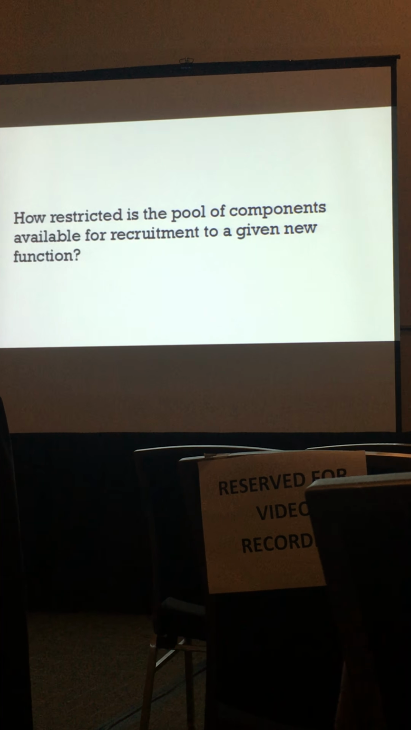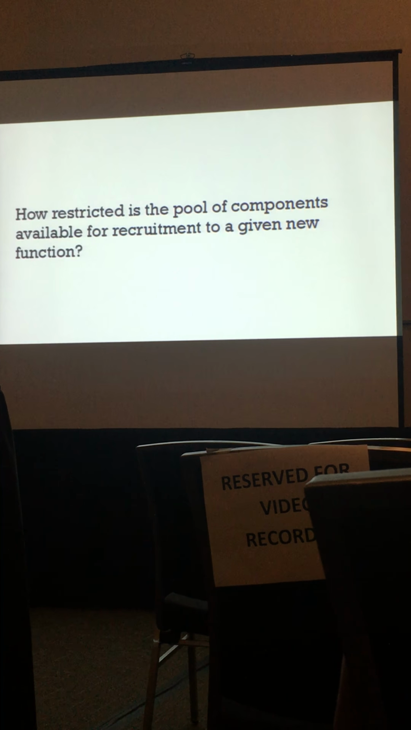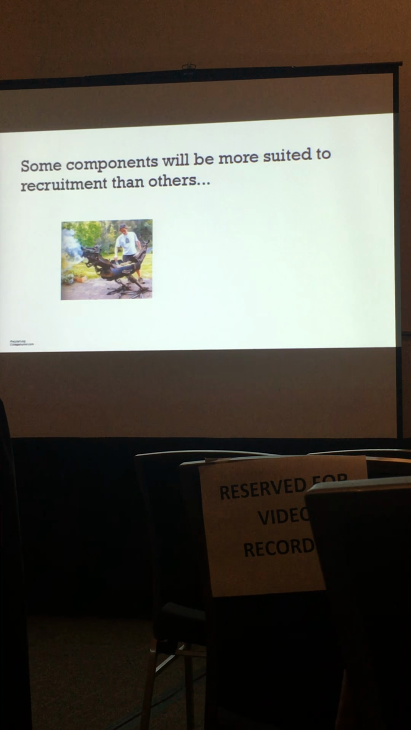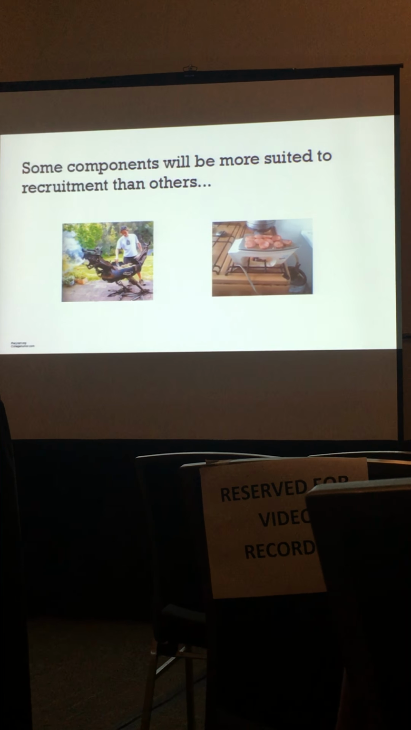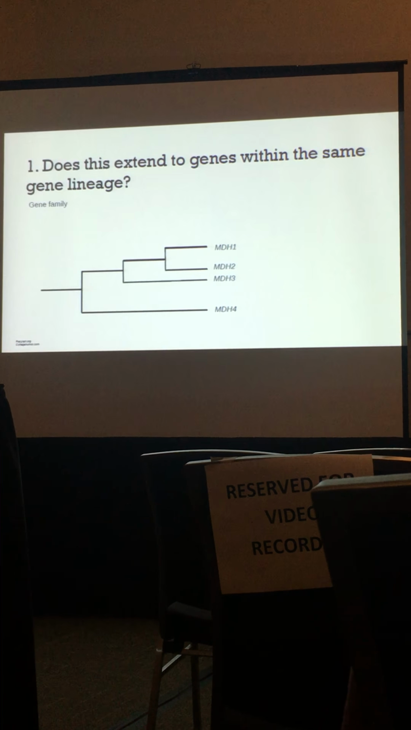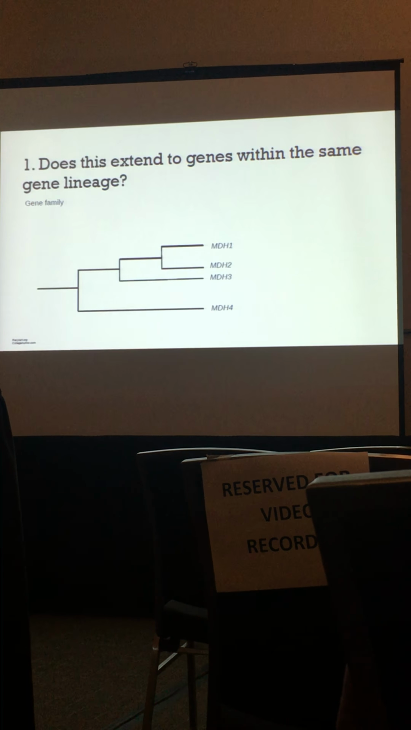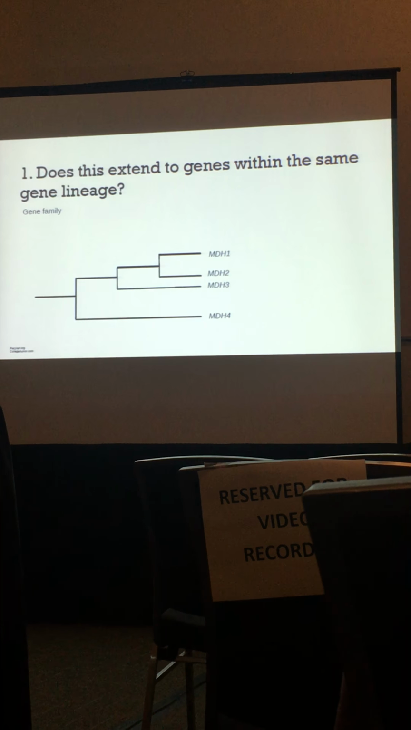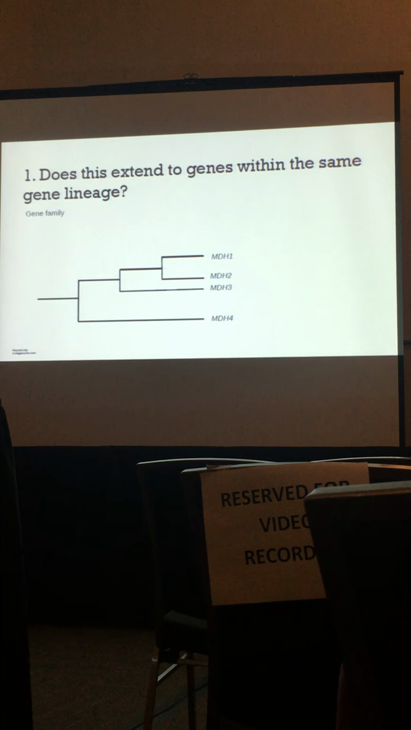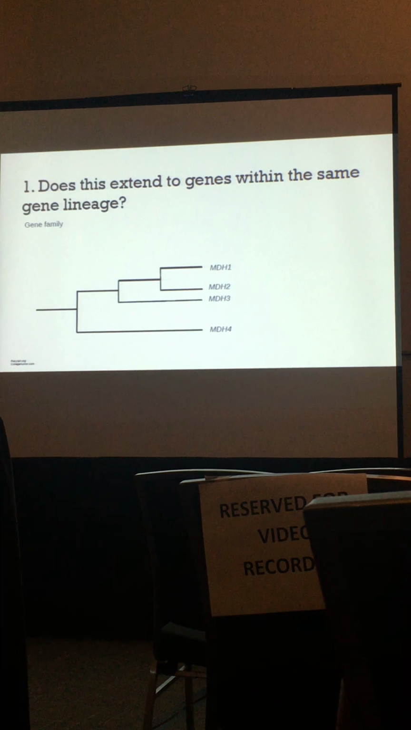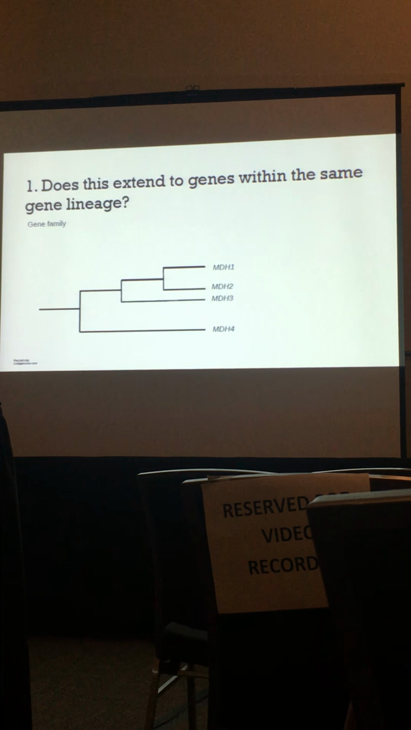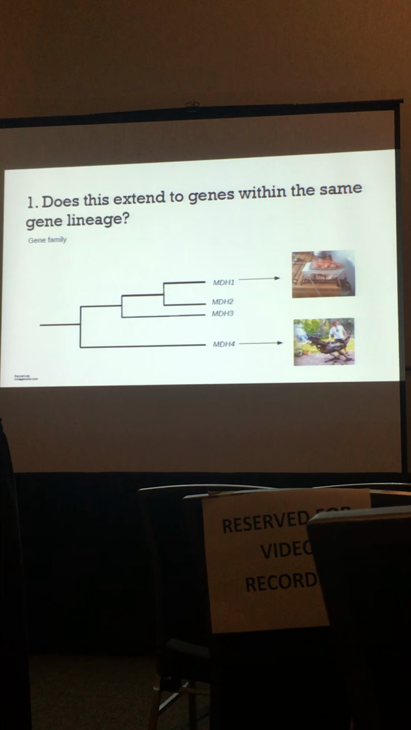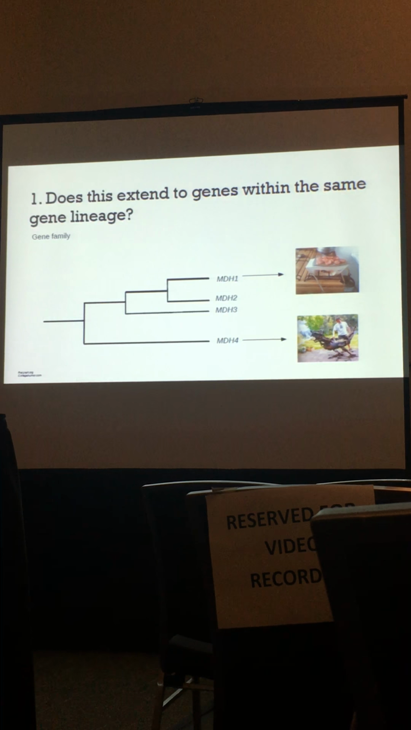So how restricted is the pool of components available for recruitment to a given new function? Clearly some components are going to be suitable to be recruited into a new function, and others may be less so. I want to know though, does this extend to genes within the same gene lineage? There are genes, for example malate dehydrogenase, that are present in about, say in plants, 4 copies in the genomes. They've been duplicated over time. They're all pretty similar in sequence, but there are differences in expression and slight differences in their sequences. And I want to know whether they're all equally suitable for being recruited to new traits, or whether some of them are really suitable and others recruitment would be a bad idea.